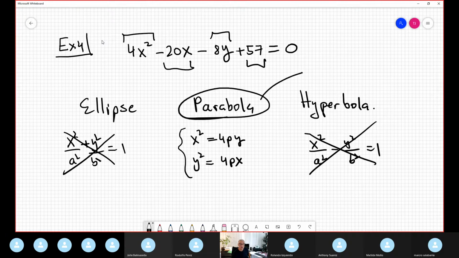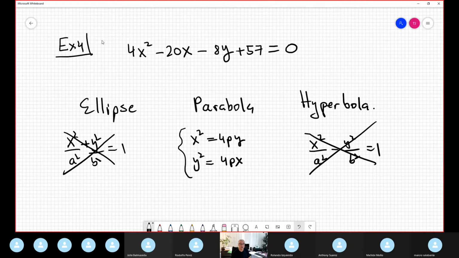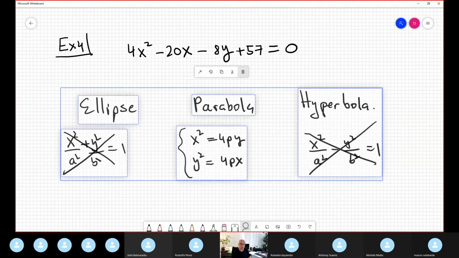This is clear or no? Let me know. Yeah, it's clear, right? So the only conic section que one variable is squared and another no is a parabola. If you have two squares, maybe it's an ellipse or maybe a hyperbola. What is the difference between hyperbola and ellipse? Hyperbola is negative, sorry, and ellipse is plus.